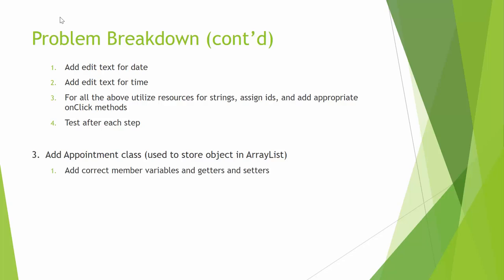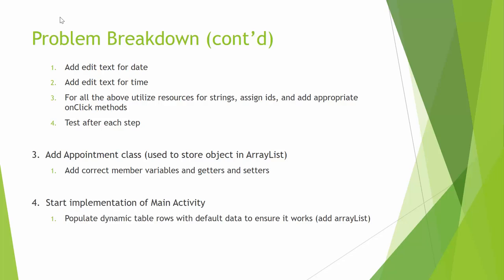And when I create that class, I'm going to add the appropriate member variables and getters and setters and the appropriate constructor. I'll then start the implementation of the main activity. What this will do is mainly the Java source code is what I'll be writing here. I'll be populating the dynamic table rows with default data to ensure that it works.